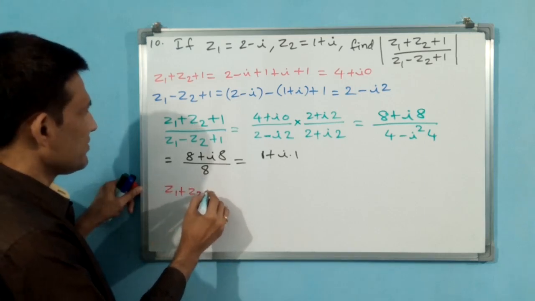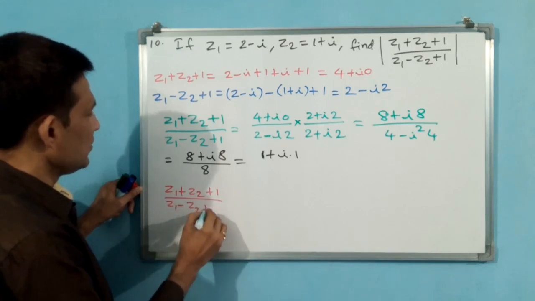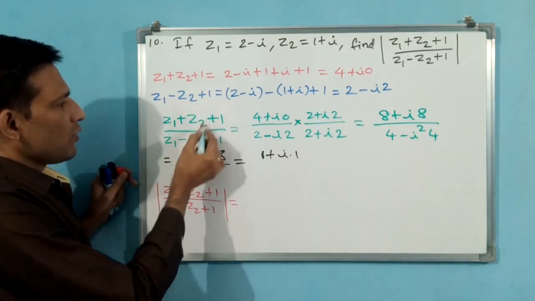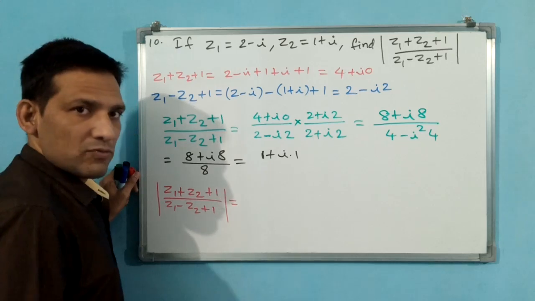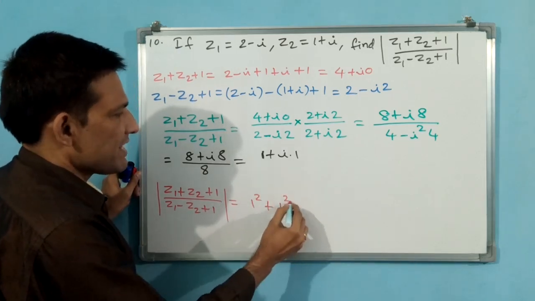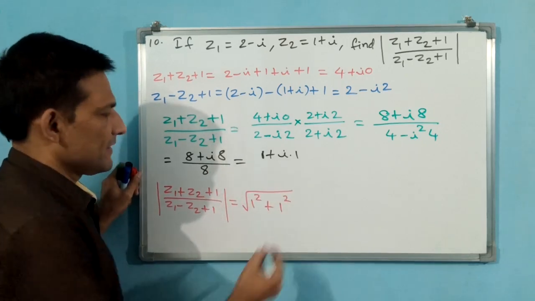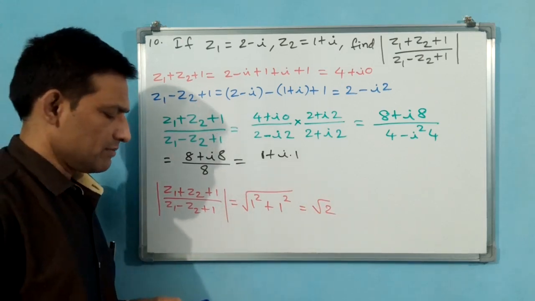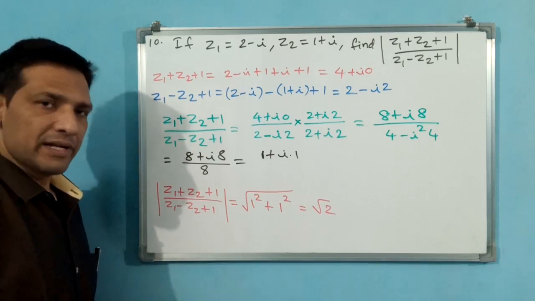Z1 plus Z2 plus Z1 by Z1 minus Z2 plus 1. Now you put modulus. Without modulus, this one; with modulus we will see a square plus b square. 1 square plus 1 square under root. Okay? What will come? That's all. Root 2 is going to come. This will be your final answer for this question number 10. Okay?